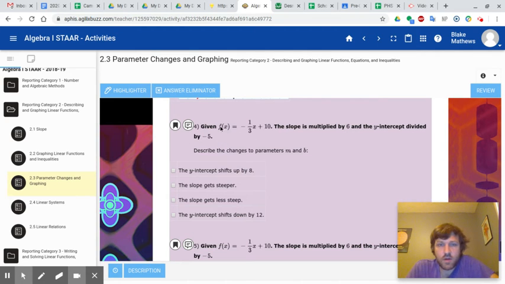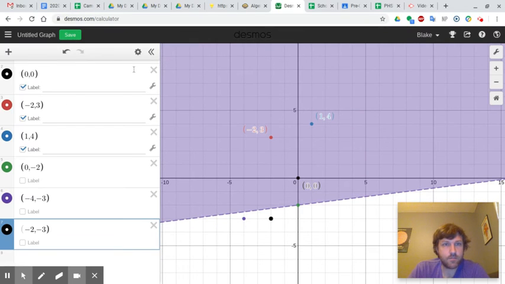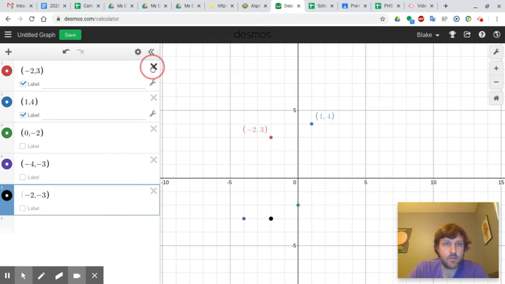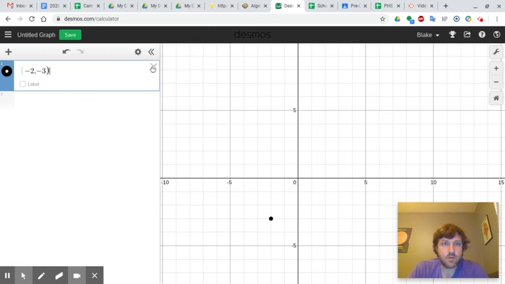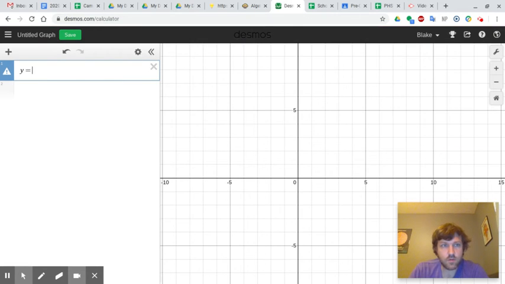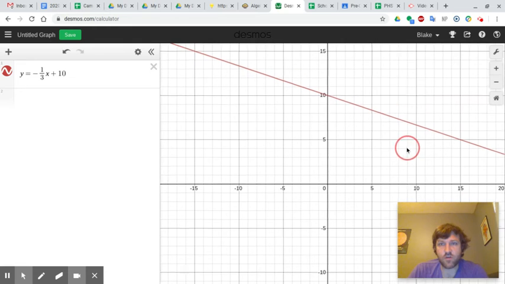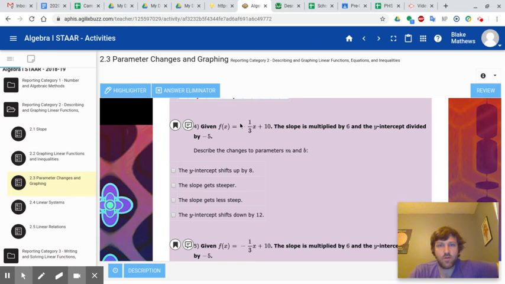So what we're going to do is type in y equals, we're going to use y. This loads for me. There we go. Let's clear out all the stuff from our last problem. Y equals -1/3 x plus 10. Okay, so that's the original graph right there. That's what this equation looks like.